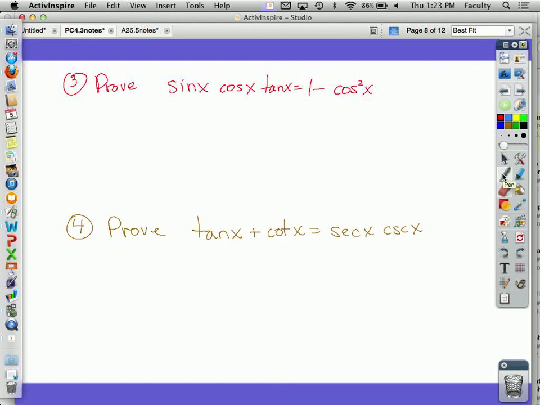Okay, number 3. Like Christmas. All right, number 3 says prove. Now that's times in between them. If there's no operation symbol, it's assumed times. It says we want to prove that sine x times cosine x times tangent x equals 1 minus cosine squared x. All right. Let's look at the left side. Is there anything you can think of we could do on the left side? Tan x would be sine x over cosine. Okay, there we go. We got something to start with. We know that tangent x is sine x over cosine x.